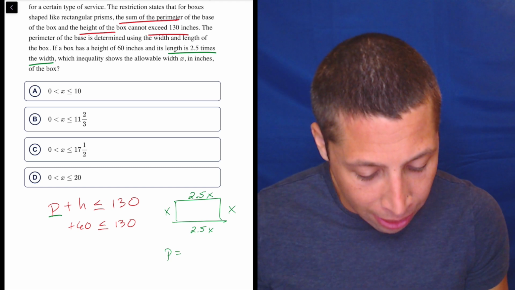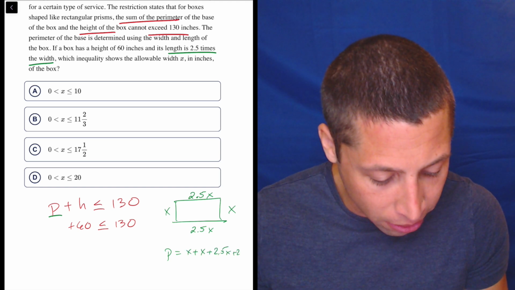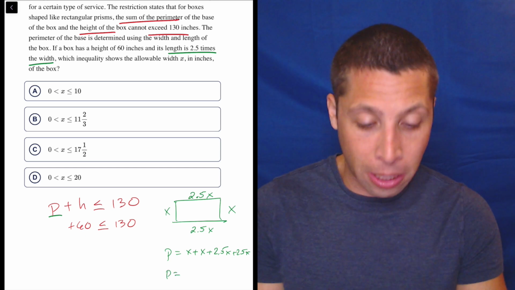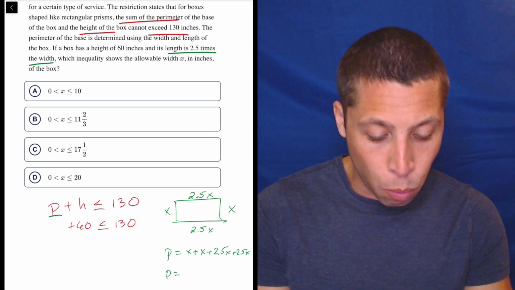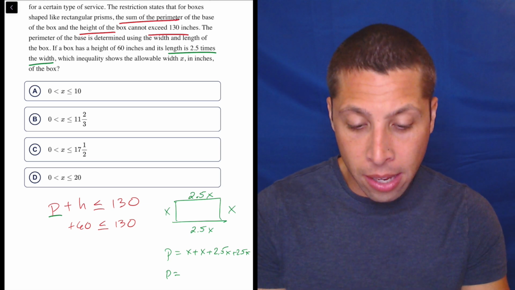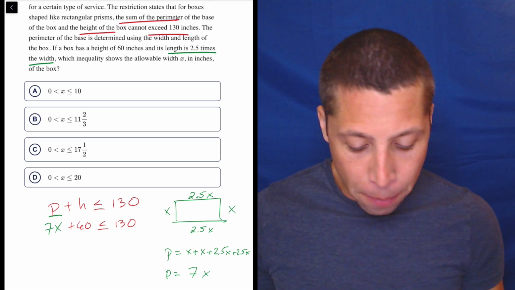So we're adding up x plus 2.5x plus x plus 2.5x. So you don't really need a calculator here, but I'm going to do it. I'm just a little nervous. So 1 plus 1 plus 2.5 plus 2.5 is 7. So my perimeter is 7x. Now let's pop that in for p.